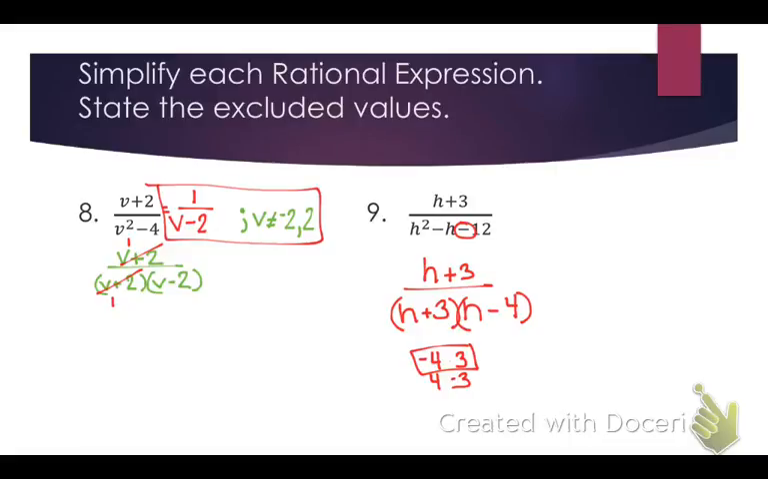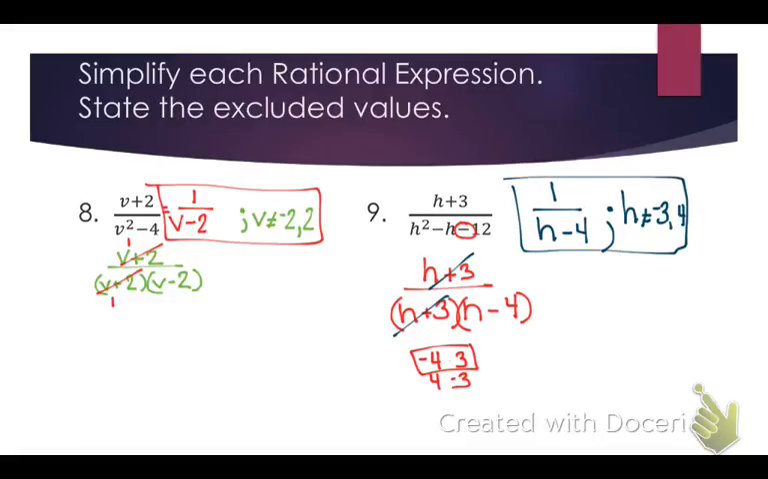And I'm going to immediately state my restrictions so I don't forget about them. My 2 restrictions would be h cannot equal negative 3 or positive 4. As far as what it simplifies to, it would be 1 over h minus 4. So there's the simplified answer with 2 restrictions.